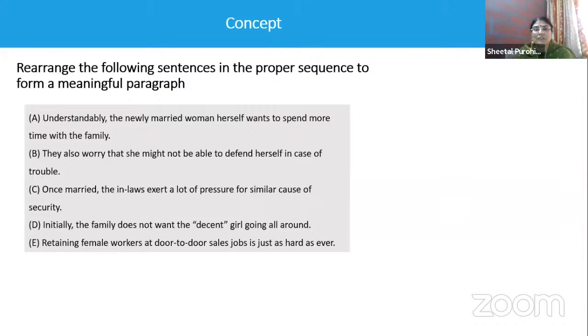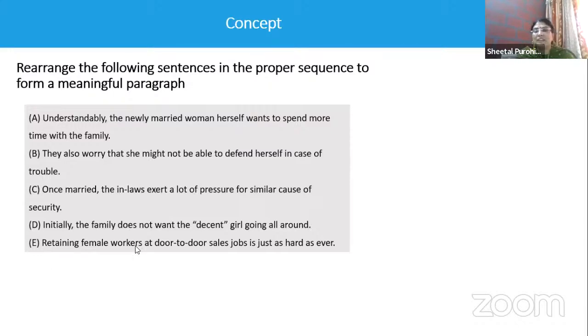Right. So once the marriage is done, then a lot of pressure is there. So it should be D, A, C, and then they also worry. Retaining, and then the conclusion should be what? Retaining female workers at door-to-door sales jobs is just as hard as ever, right? Why is it hard as ever? Because the family does not want the decent girl to go around. Then they say that understandably the newly married also want to spend more time. They also worry. Once married, the in-laws exert pressure, and they also worry.